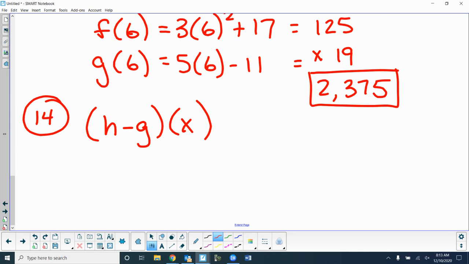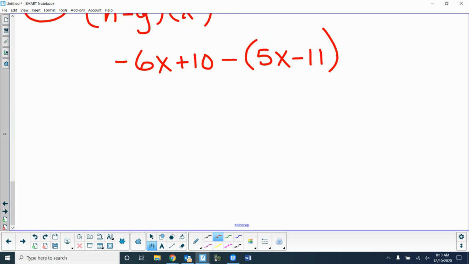Okay, so this time H is negative 6x plus 10 minus G, which was 5x minus 11. Just combining like terms. So negative 6 minus 5 is negative 11x, and 10 minus a negative 11 is 10 plus 11, so 21.